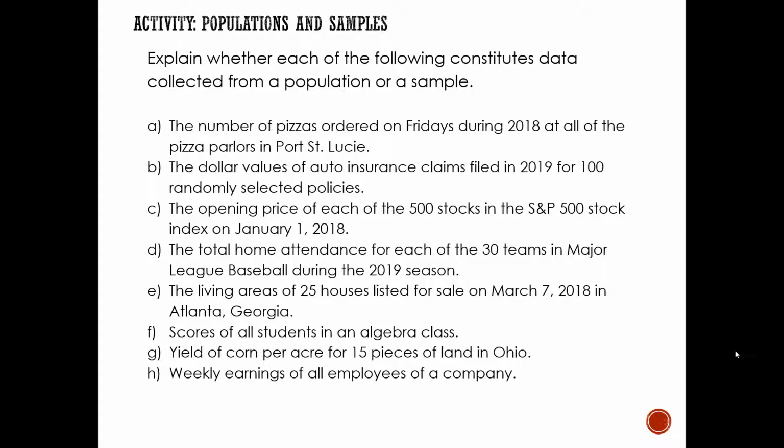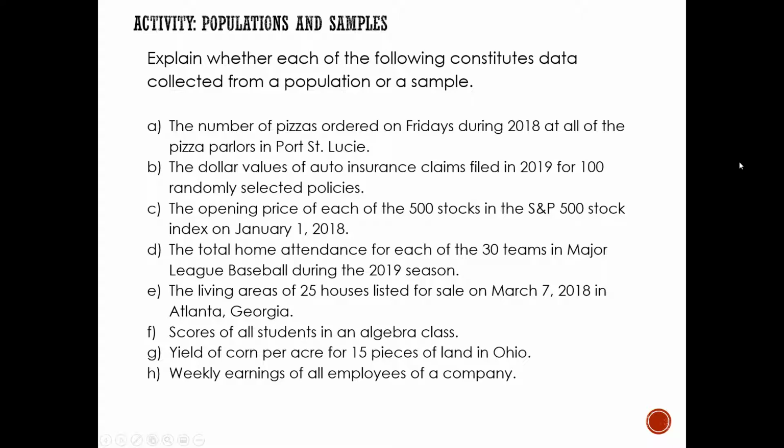You're looking for certain words. All, each, every usually are used to denote the population. In this one, we see the word all of the pizza parlors in Port St. Lucie. So the first one, Part A, is really population data. Let's look at Part B.